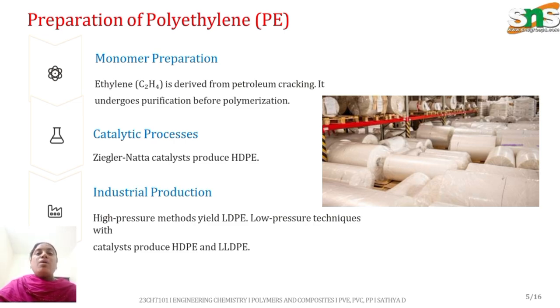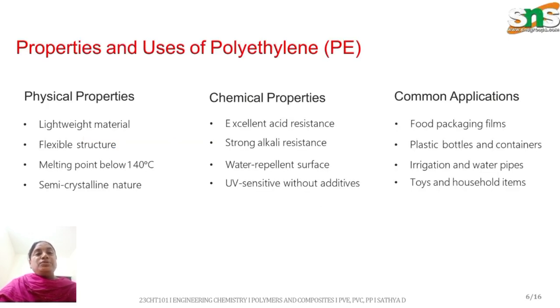Preparation of polyethylene. How do we prepare polyethylene? We discussed earlier. First, the monomer preparation. The monomer is ethylene. Ethylene is derived from petroleum cracking, and it undergoes purification before polymerization. First we get the monomer from petroleum cracking, and after that the Ziegler catalyst, which is one type of catalyst, is used to produce HDPE, that means high density polyethylene. In industrial production, the high pressure method is used. Low density polyethylene is prepared by high pressure methods, and low pressure techniques with catalyst produce HDPE and LLDPE.